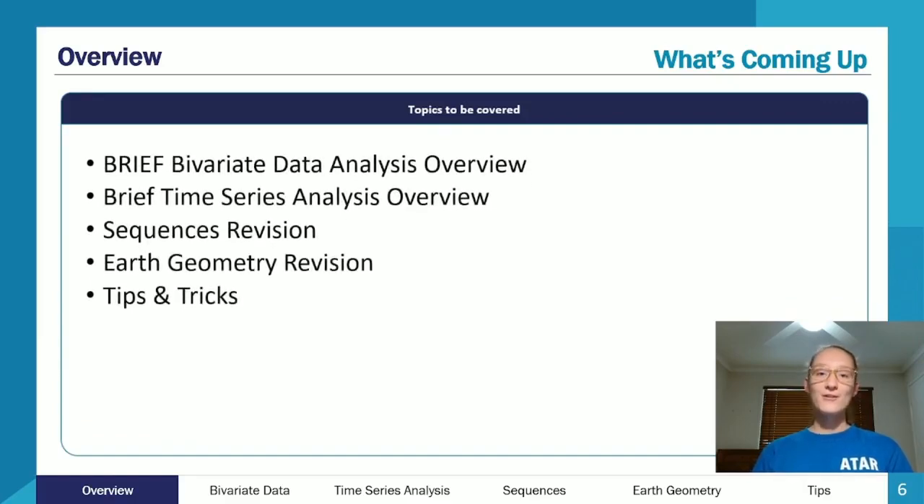And a quick overview of what we're going to be going through today. Like I said, mainly a Unit 3 revision session. We'll start with a fairly brief overview of bivariate data. We'll go through a bit of time series, sequences, earth geometry, and then if we have time in the end, tips and tricks. And again, if we don't quite make it through all of the content today, you'll be able to download the PowerPoint slides from this page here, so make sure you go check those out.